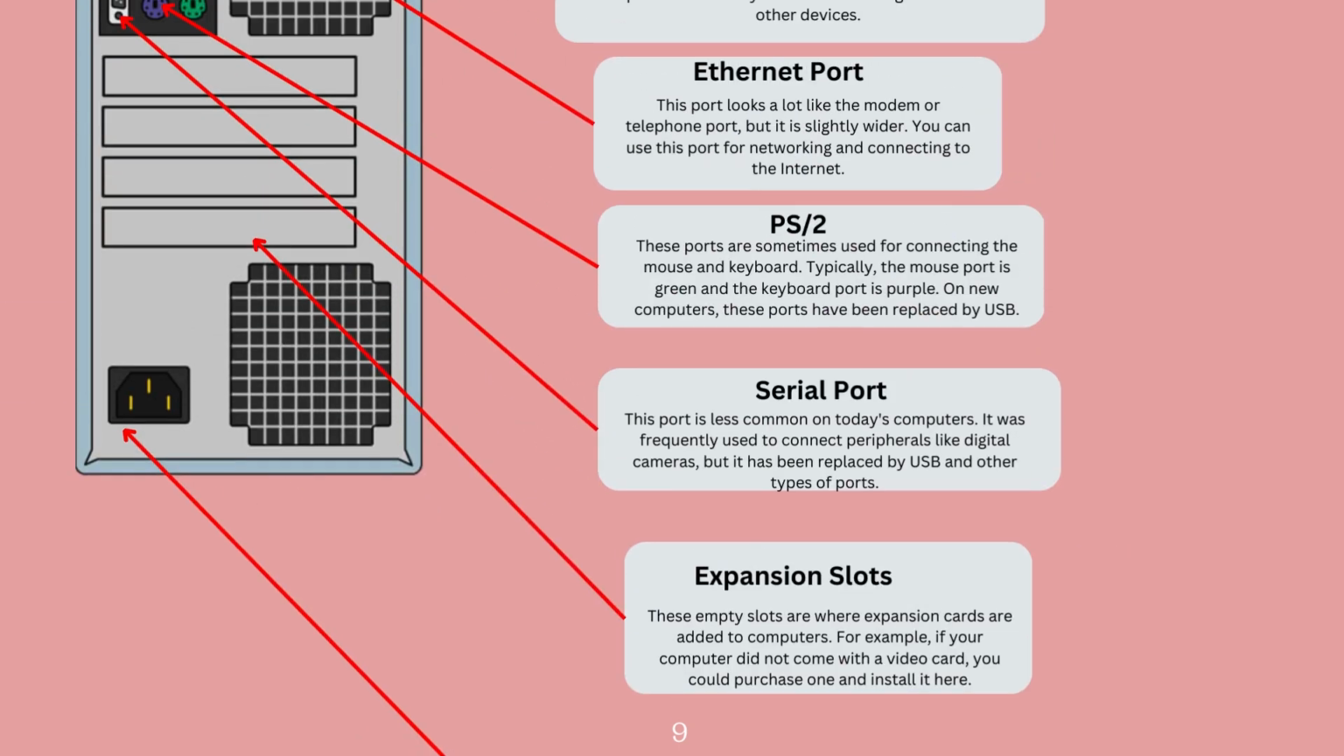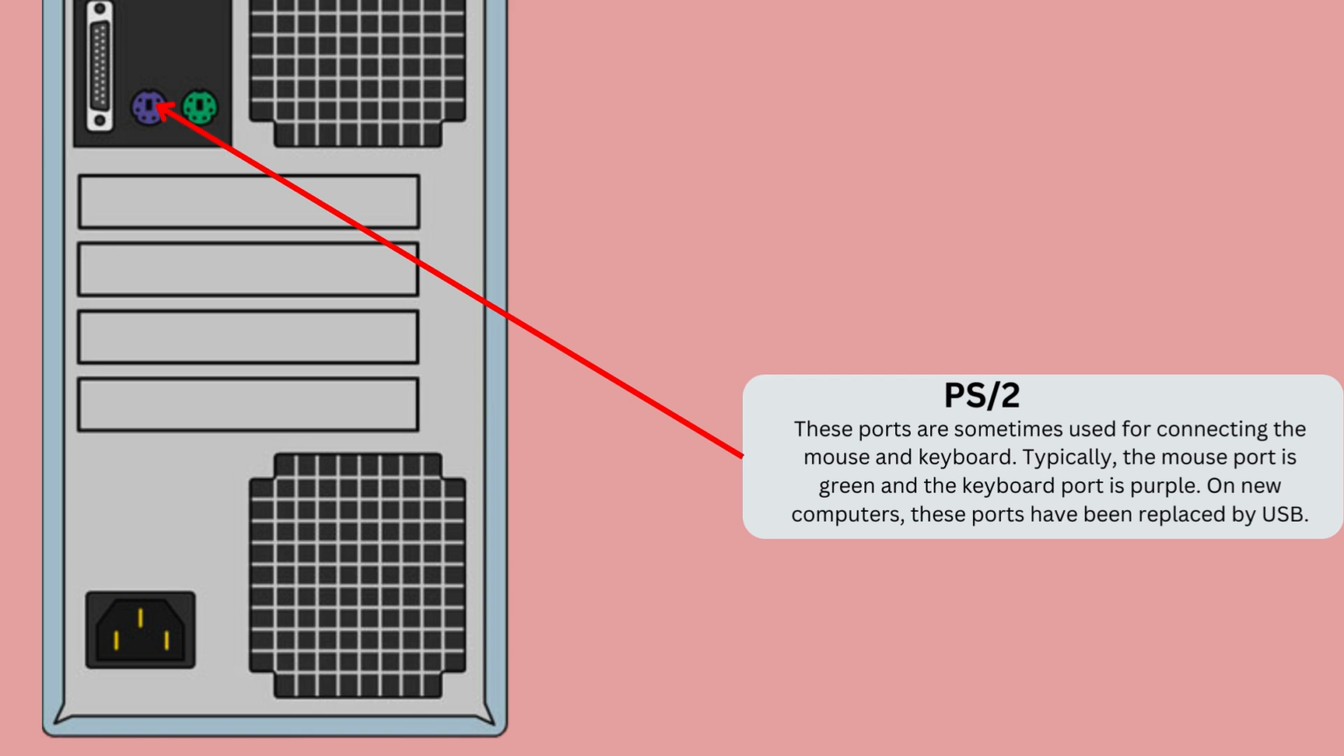We have the PS/2 ports from the diagram. These ports are sometimes used for connecting the mouse and keyboard. Typically, the mouse port is green and the keyboard port is purple. On new computers, these ports have been replaced by USB.